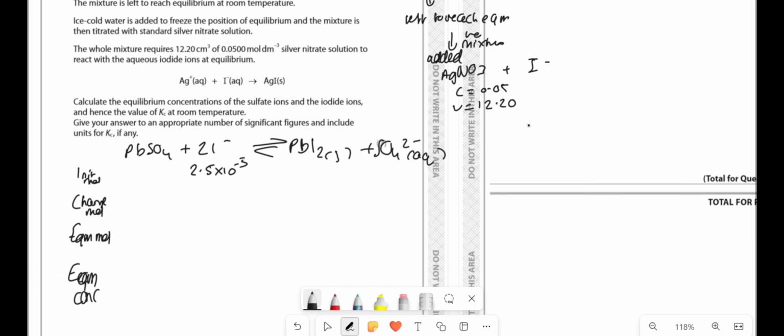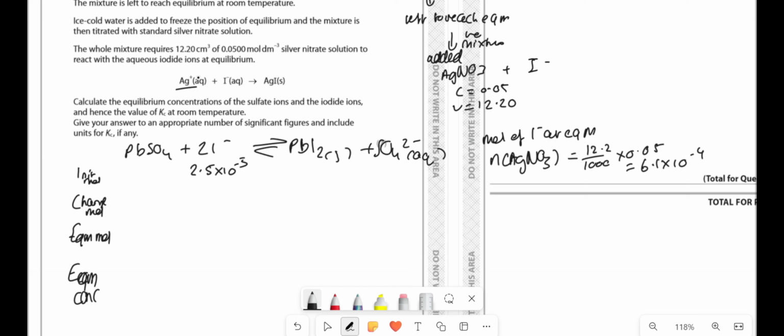However, they let it reach equilibrium, they stopped the reaction mixture, and then they added AgNO3. The AgNO3, the Ag plus, is the bit that's reacting with the I minus. So whatever I minus it reacted with here must have been however much we had at equilibrium. So then we can work out the moles of I minus at equilibrium through this. The moles of the AgNO3 is going to be its concentration times its volume, which is going to be 12.2 over 1,000 times 0.05, which gives you 6.1 times 10 to the minus 4 moles.